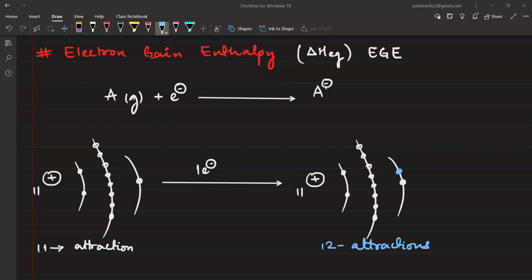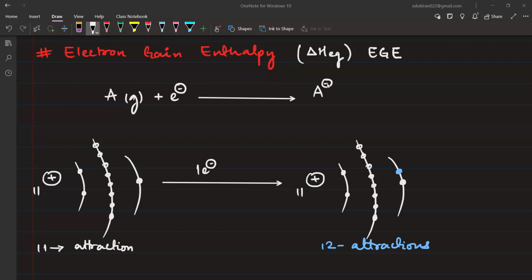And what is attraction? Is attraction a good thing or a bad thing? Good thing, right? So we are introducing new good things here, that means we are introducing new attractions. That is why, generally speaking, electron gain enthalpy is always an exothermic process. It is going to liberate energy. Its delta H value should be negative.